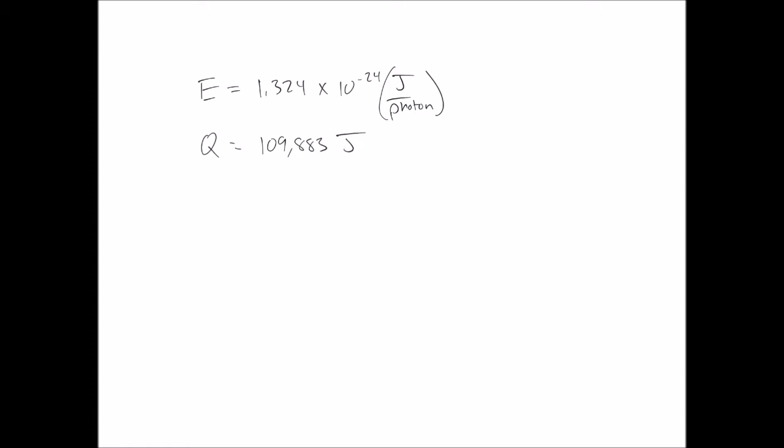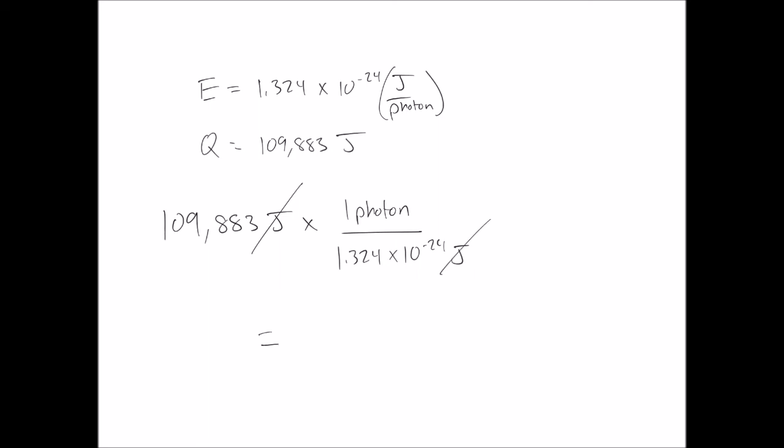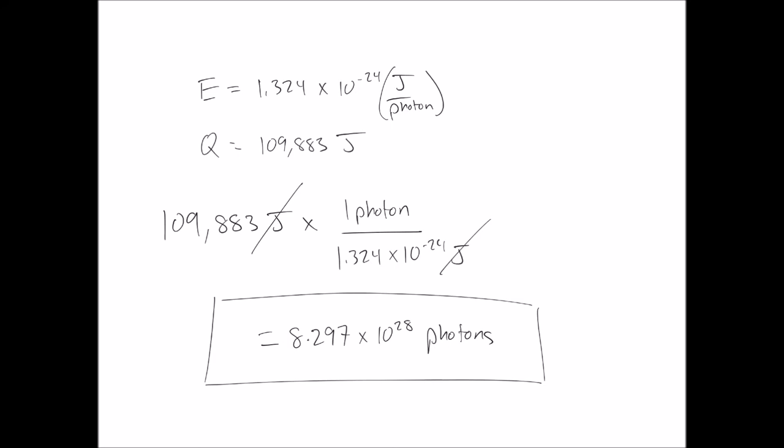So if we take 109,883 joules and multiply that by one photon over 1.324 times 10 to the negative 24 joules, our joules will cancel. We're going to be left with our answer, which is equal to 8.297 times 10 to the 28th photons. Thank you.